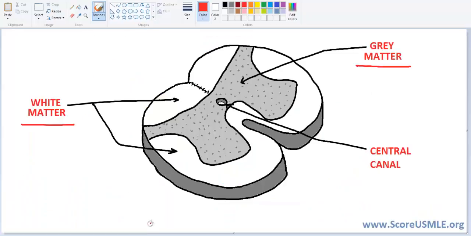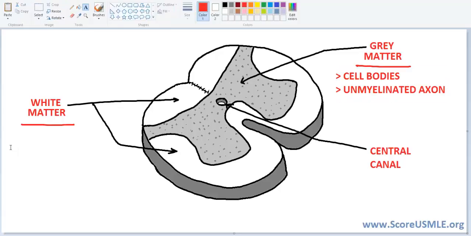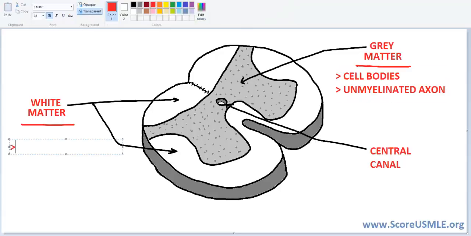So let's come back to this diagram right here. So now that we know what parts of the neuron are gray and what parts are white, we should be able to guess what constitutes the gray matter and what constitutes the white matter. So you're right, the gray matter will be constituted by the cell bodies of the neurons. And what about the unmyelinated axons? You're right, they don't have the myelin sheath, so they will be gray. What about the white matter? So absolutely, the myelinated axons. So you see, the gray and the white matter are constituted by those parts of the neuron.